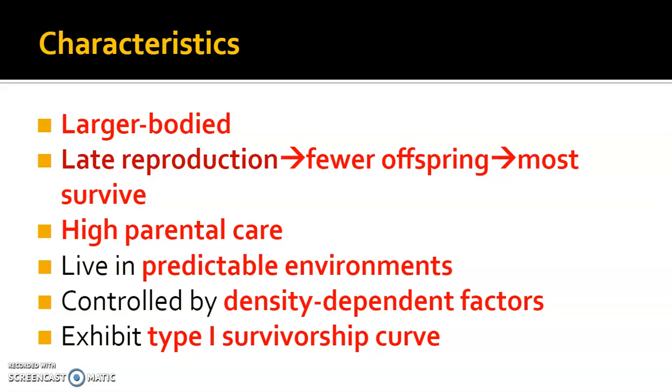So what are some characteristics? They're larger bodied. They reproduce later in life. Therefore, they have fewer offspring and most of them survive. And most of them survive due to that high parental care. They live in predictable environments and they're controlled by density-dependent factors. And these guys normally exhibit a type 1 survivorship curve.